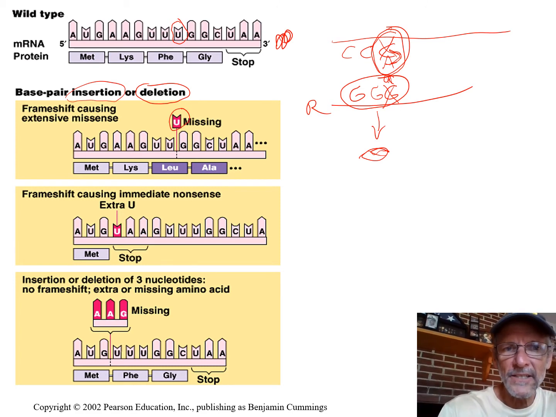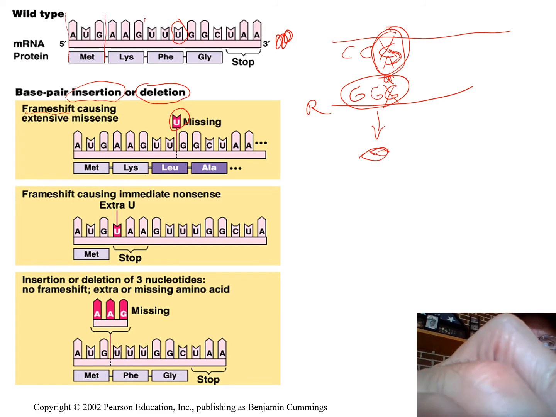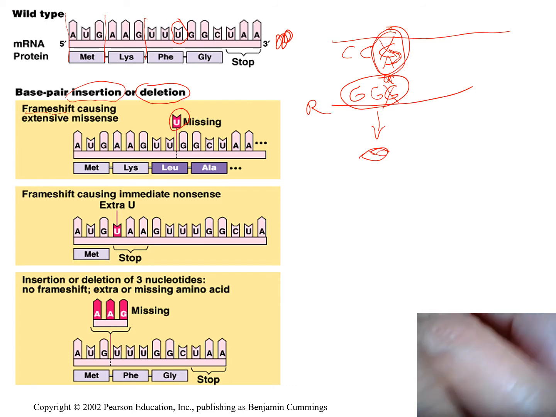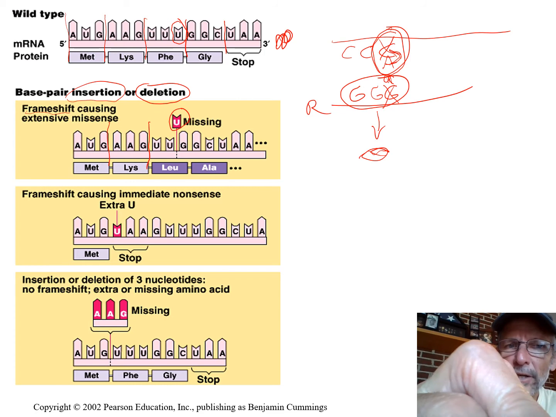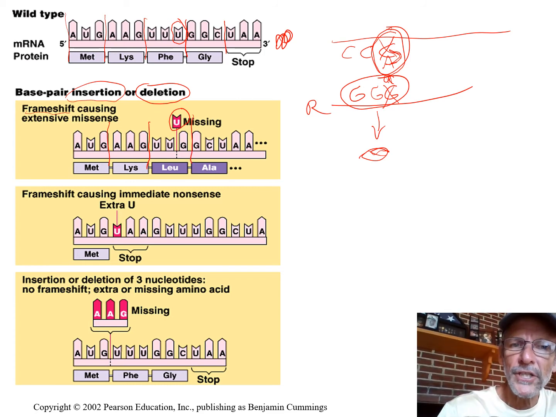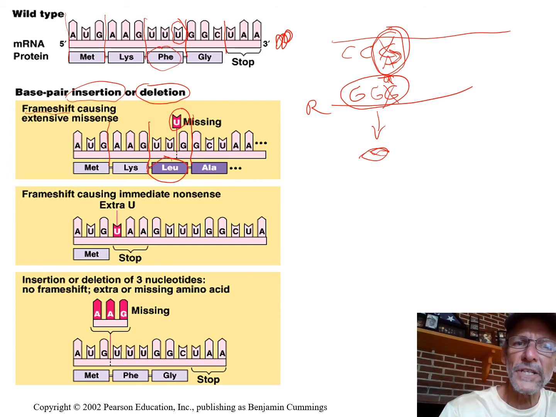Now you see what that did. That shifted the reading frame. The reading frame used to be, starting at the start codon AUG, that established the reading frame. The next codon is AAA, the next one's UUU, then that. But now we have AUG, AAG, but now instead of UUU, because that U is out, now it's UUG. And that puts a different amino acid here. Phenylalanine was in there before, leucine is there now.